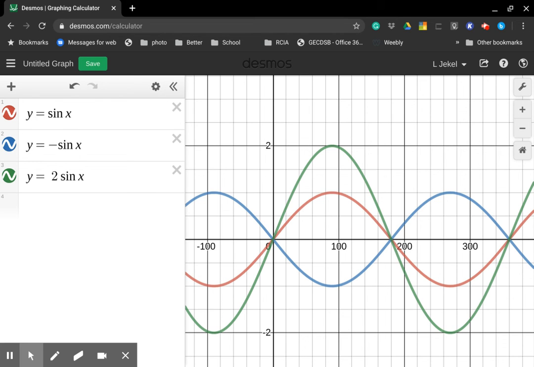You're going to be doing amplitude changes and vertical translations, and then the second part, the investigation, the next lesson, you're going to be doing changes in period and phase shift. Okay, and I encourage you to use Desmos. It's really easy to use and visually appealing. Okay, that's it.